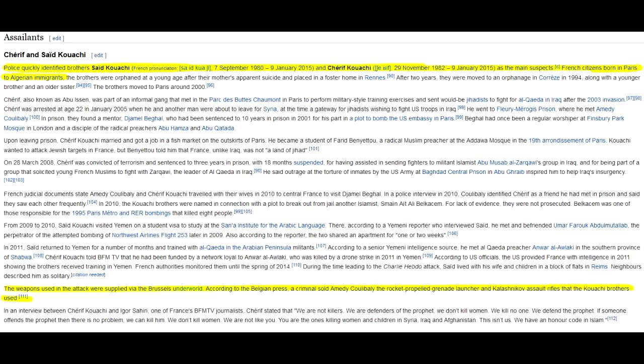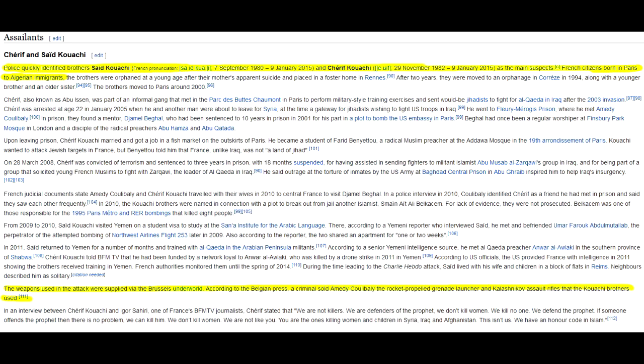As I said earlier, I kind of understand excluding foreign attacks because a country has no regulation over foreign gun control policy. But here we can see that police quickly identified brothers Saeed Kouachi, I don't know if I'm pronouncing that right, and Sharif Kouachi, again, don't know if I'm pronouncing that right, French citizens born in Paris to Algerian immigrants. So they were French citizens. They lived in France and had to adhere to French gun control policy.